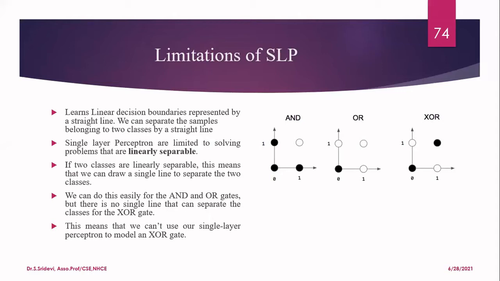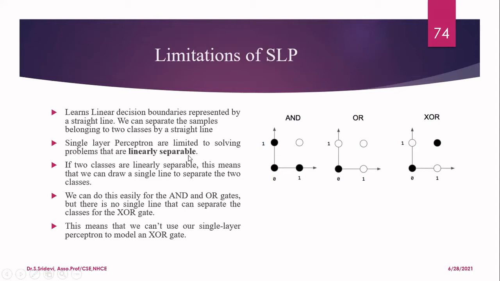So if the single layer perceptron is fine, then why do we need to go for a complex design? In the single layer perceptron, we have limitations. We will see that now. This single layer perceptron learns the linear decision boundaries represented by a straight line. That means if you have samples belonging to two different classes, and they are separable by a straight line, you can use the single layer perceptron. So we say that single layer perceptrons are limited to solving problems that are linearly separable.